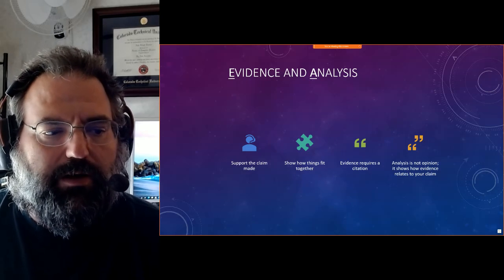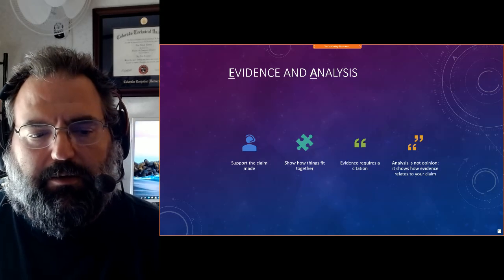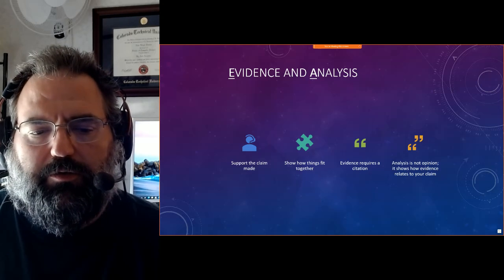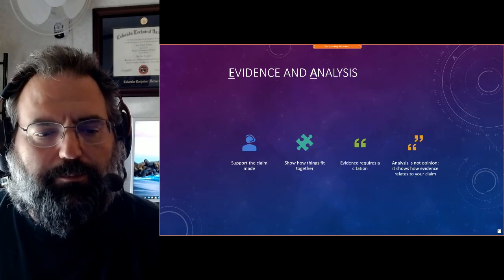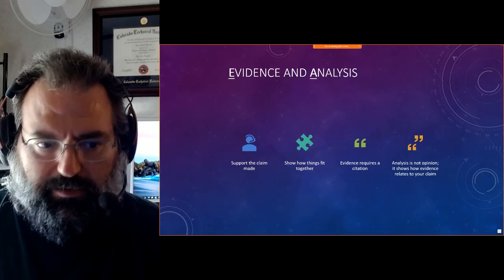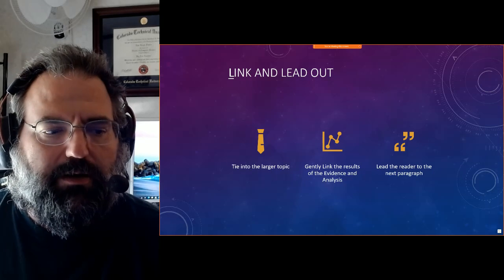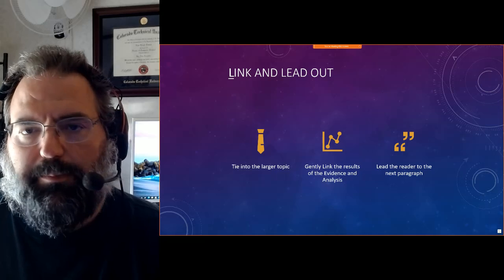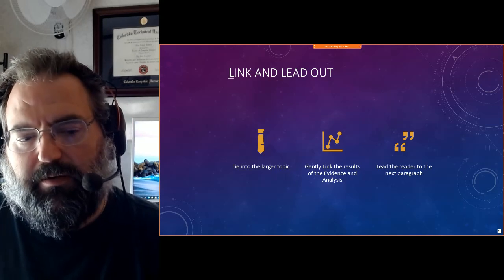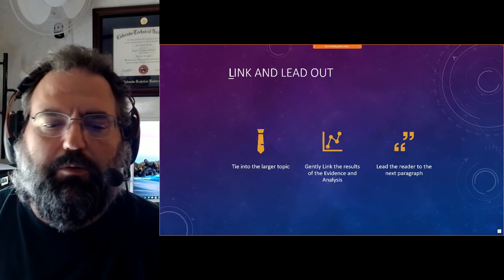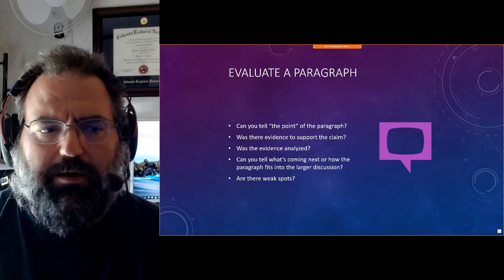It should have evidence and analysis. This is things that are supporting that main idea and also showing how they fit together. Analysis isn't an opinion. It shows how the evidence relates to your claim. So it's not that you think something is some way. It is that it is because of this logical reasoning. And evidence requires the citation, so keep that in mind. Then you want to link it together to the larger topic of what you're talking about, and then you want to link the results and evidence and analysis, kind of pull it all together, and you want to ideally lead into the next paragraph.